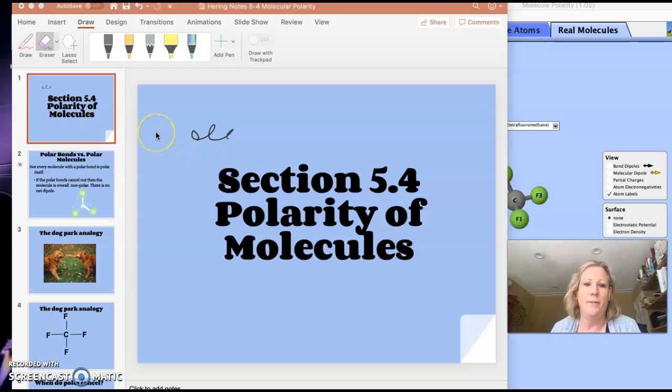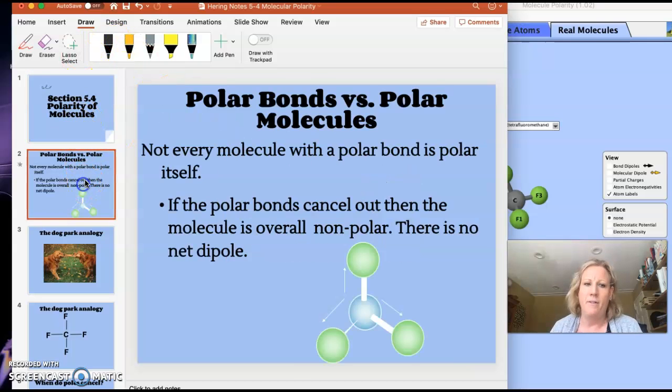So this is notes 5.4, and what we're going to do is look at the polarity of a molecule. What that means is a molecule itself can be polar. It's possible for a molecule to have those dipoles.